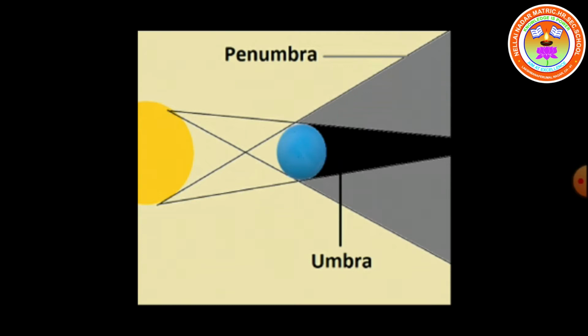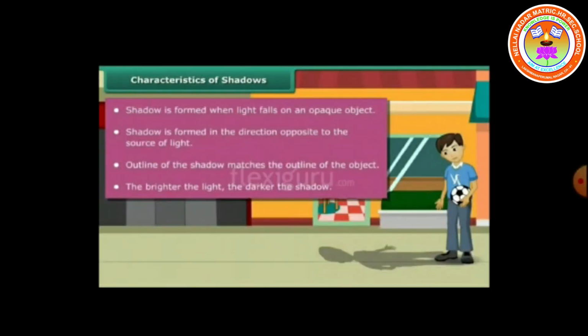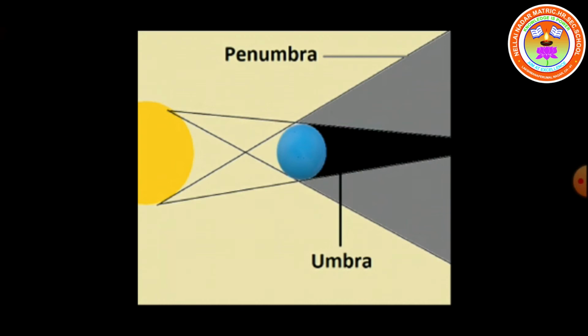The umbra is the darkest part of a shadow. In this part, light rays are completely prevented by the opaque object. The lighter shade of shadow is the penumbra.